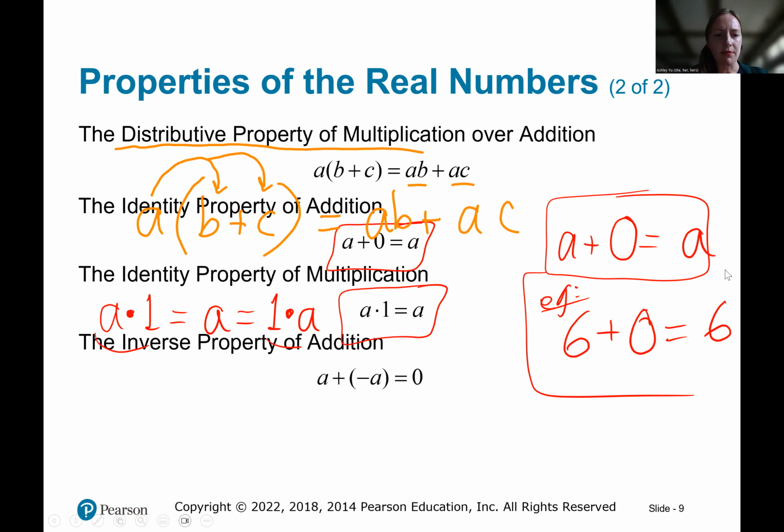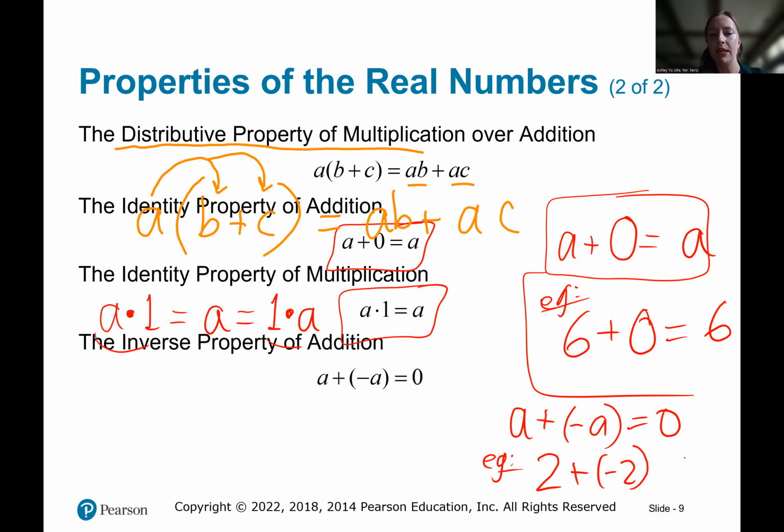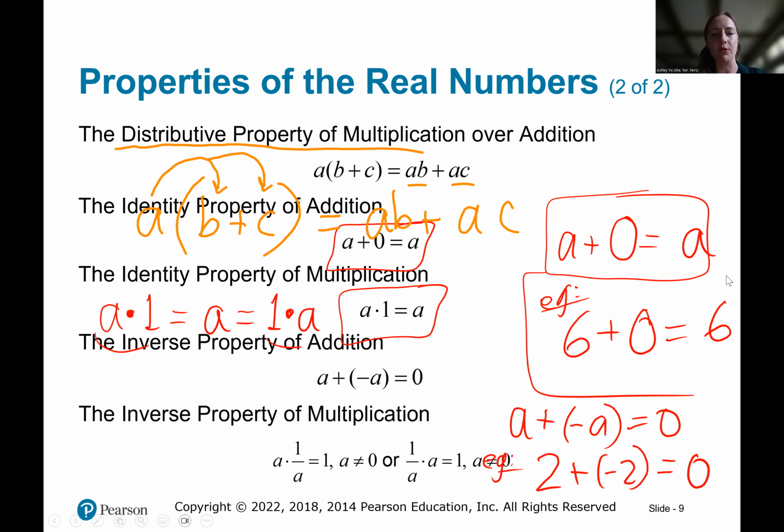Okay, inverse property of addition. This just says if you add a number with the negative version of that number, which they call the additive inverse, you're going to get 0. That's kind of weird, but if you think of it as actual numbers, 2 plus negative 2, for example, that's 0. And no, 2 is not special. It could have been any number. A number plus its additive inverse, or the negative version of it, is going to be 0.